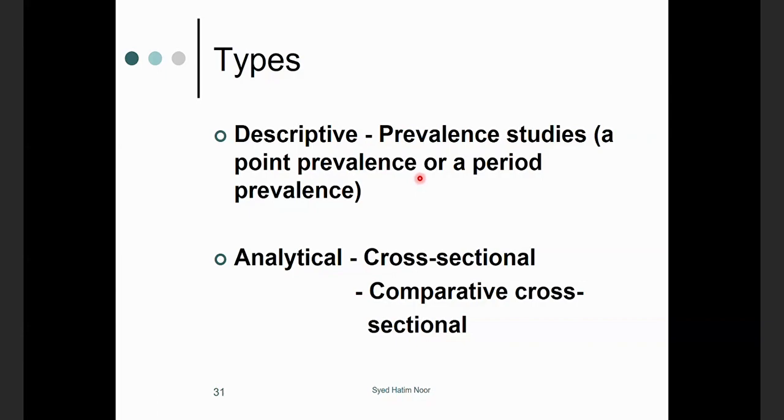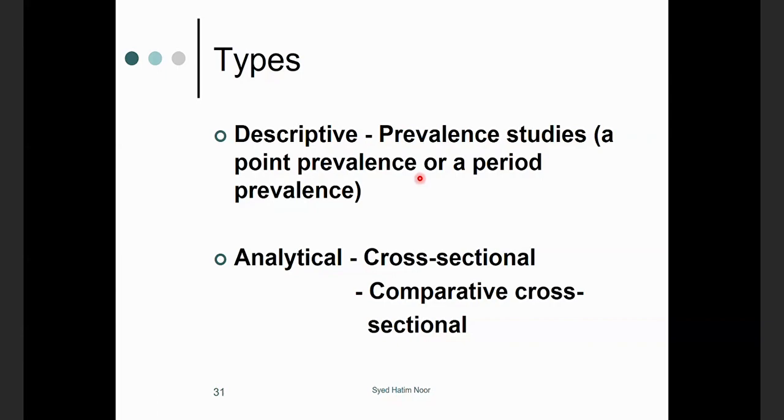Because prevalence is very simple, just descriptive, in one study people will combine descriptive as well as analytical. For example, your topic is prevalence and associated factors of breast cancer among women in Terengganu. So one part is the prevalence, and your study design will be cross-sectional because of that. Another part is analytical because you are looking at the associated factors of breast cancer.